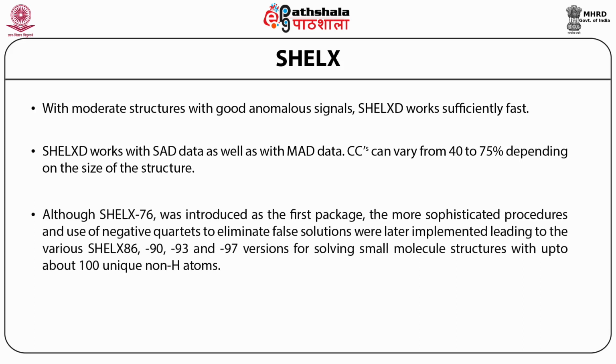SHELX-76, the program released by George Sheldrick, the German scientist, for refinement, was introduced as the first package. The more sophisticated procedures and use of negative quartets to eliminate false solutions were later implemented, leading to the various SHELX 86, 90, 93, 97. These are various years in which the different versions of the program were released for solving small molecule structures with up to 100 unique non-hydrogen atoms. A simulated annealing approach was used in SHELX 90.